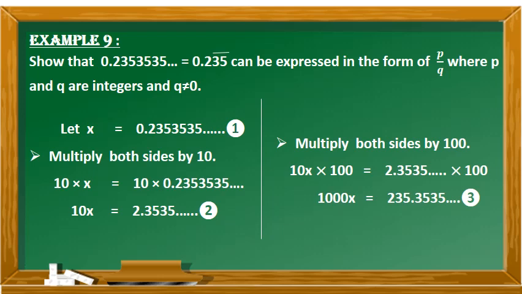Now in equation 2, note that 35 is the repeated digit after the decimal. So multiply both sides of equation 2 by 100 in order to bring 35 to the left hand side along with 2. 10x into 100 is equal to 2.3535 dot dot into 100. 1000x is equal to 235.3535 dot dot, and let it be equation 3.